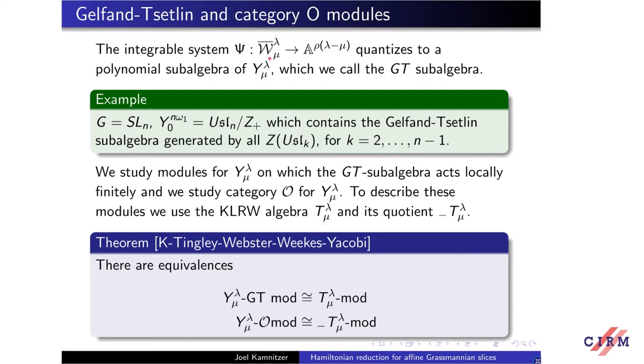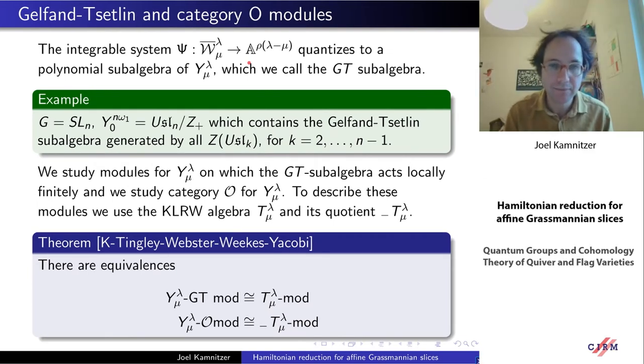So we have this integrable system that I mentioned a few times. It can be quantized. So it corresponds to a map backwards from a polynomial ring into the coordinate ring of W lambda mu. And that can be quantized to a polynomial subalgebra of the quantization y lambda mu of the truncated shifted Yangian. And this polynomial subalgebra is kind of the obvious polynomial subalgebra when you write the generators of the truncated shifted Yangian. In any case, we call it the Gelfand-Tsetlin subalgebra. Well, maybe it's not completely obvious. Anyway, it's a polynomial subalgebra.